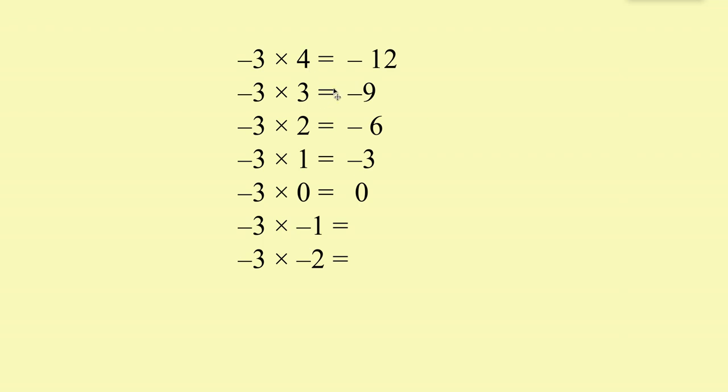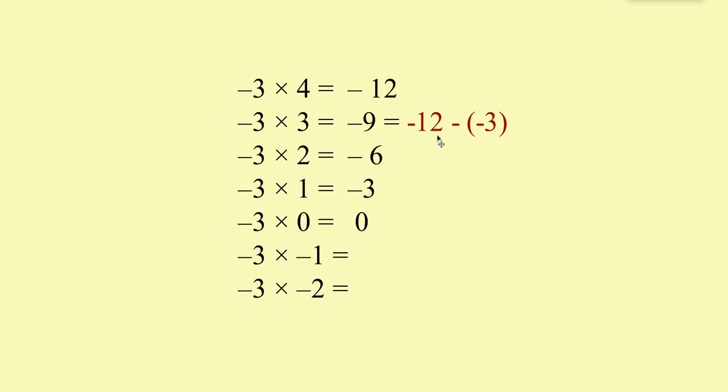Look at the first and second. From negative 12, how do you get negative 9? Here we are multiplying all these 4, 3, 2, 1 by negative 3. So you get negative 9 by subtracting negative 3 from negative 12. Negative 12 minus negative 3 is equal to negative 12 plus 3. So subtract 9, bigger number sign negative. So negative 9 you are getting.